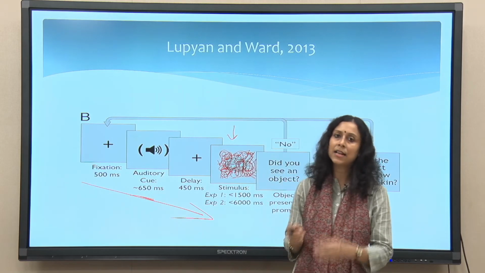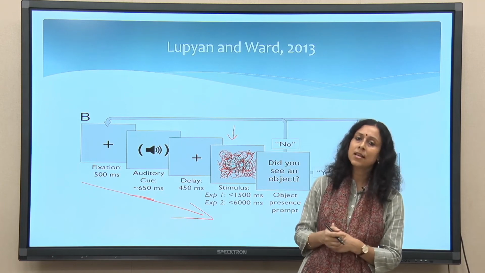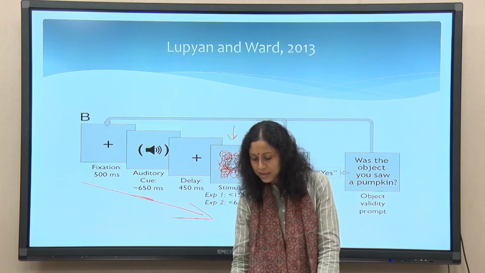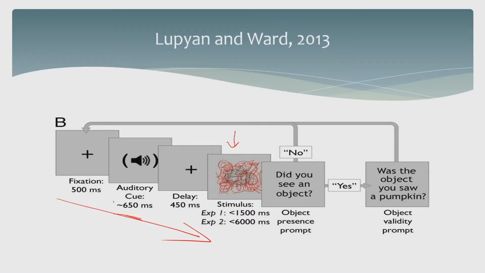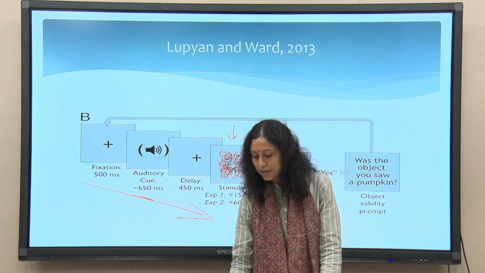A valid label is the actual name of the object that is hidden here. In other cases, it is not the object that is hidden there. So, if there is a pumpkin here and they hear pumpkin before, they are able to see the pumpkin more clearly. However, if you just say house and then show the picture, then you will be less able to identify the pumpkin right here.